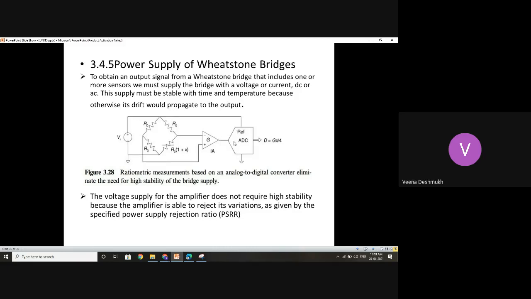In case it is given to an ADC, for a few millivolt variation, if you are using a 12-bit converter, then imagine the resolution is 1 by 2 raised to 12. So that much accuracy the converter is giving you. So this 100 millivolt definitely gets propagated into the next level. So this has to be taken care of.